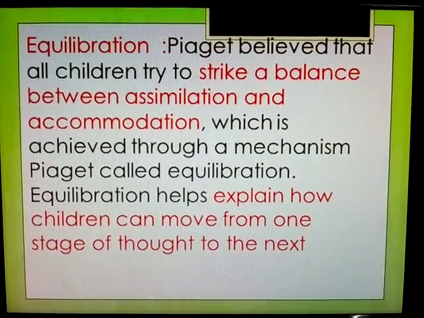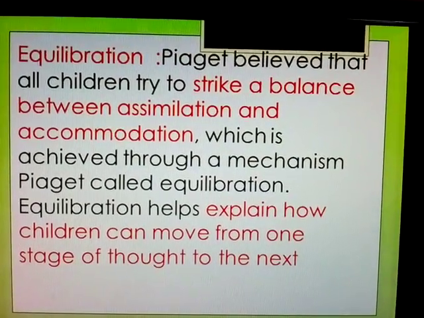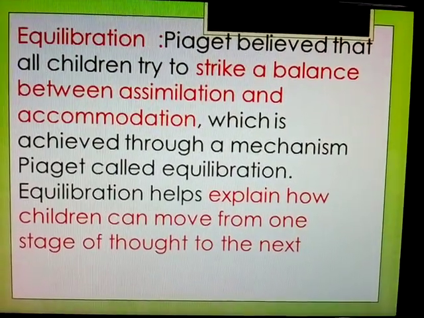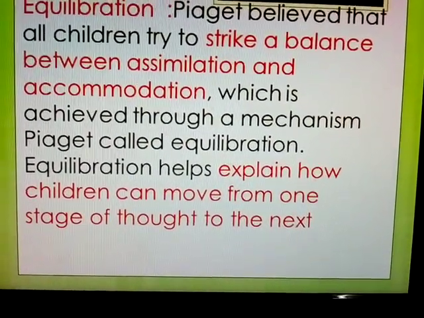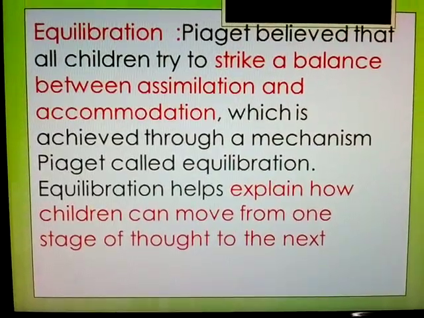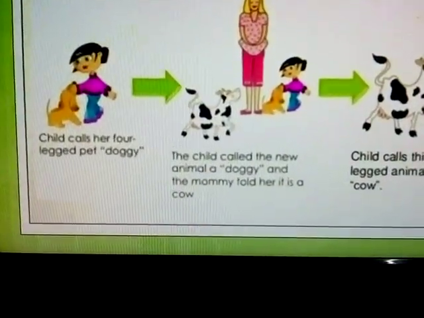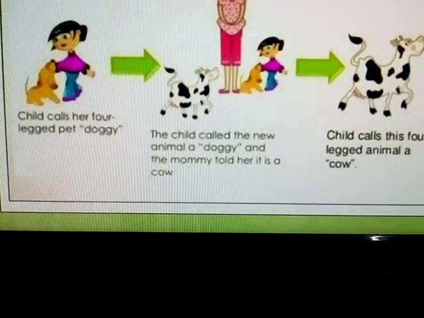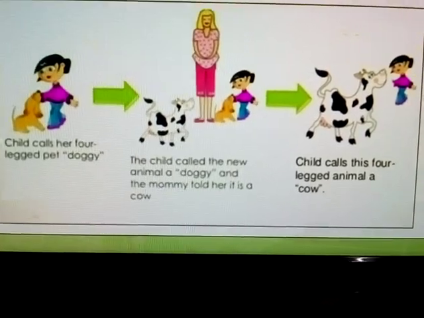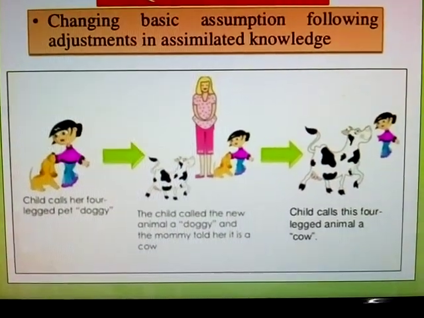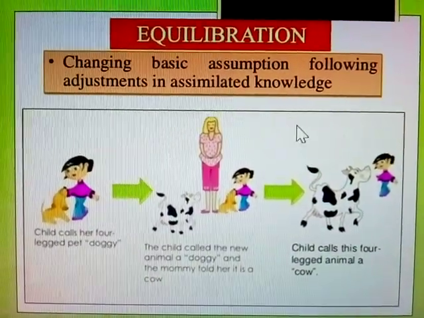Last stage, equilibration. This strikes a balance between assimilation and accommodation. It explains how children can move from one stage toward the next. Example: the child calls the four-legged animal a doggy. Mom says that one is a cow. The child then calls four-legged animals a cow. This changes the basic assumption following the adjustment of the assimilated knowledge.